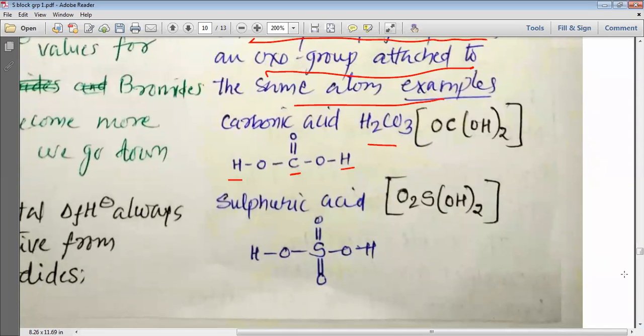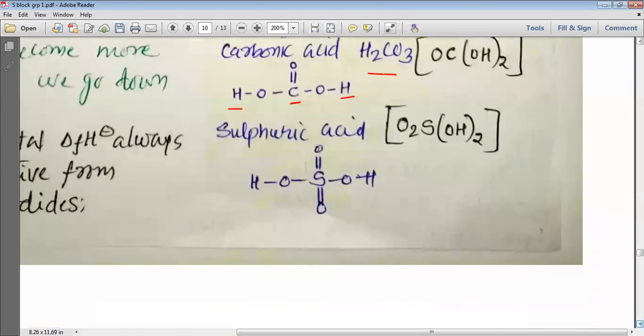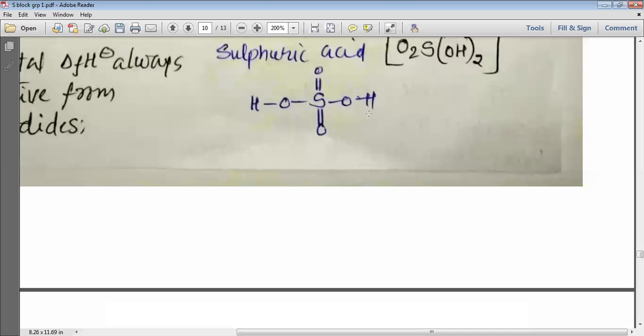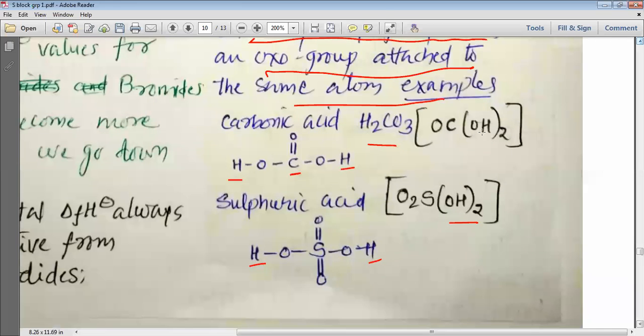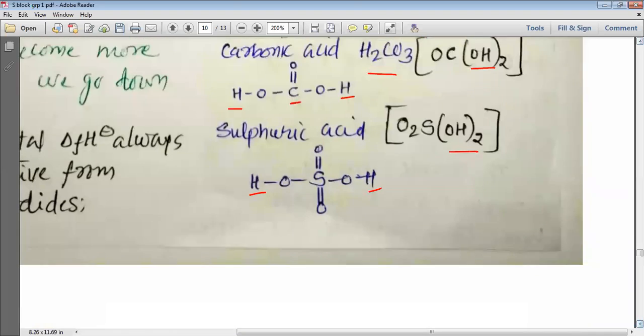The same thing you can see in sulfuric acid. You can see both the hydrogens are not directly bonded to the sulfur, but they are bonded to the sulfur via oxygen. So they are bonded in the form of OH in both the cases. These types of substances are known as the oxoacids.